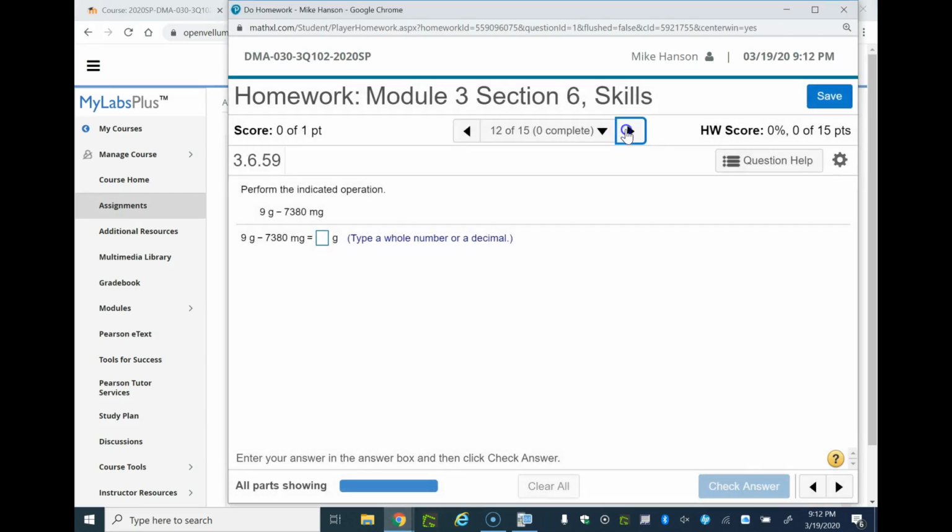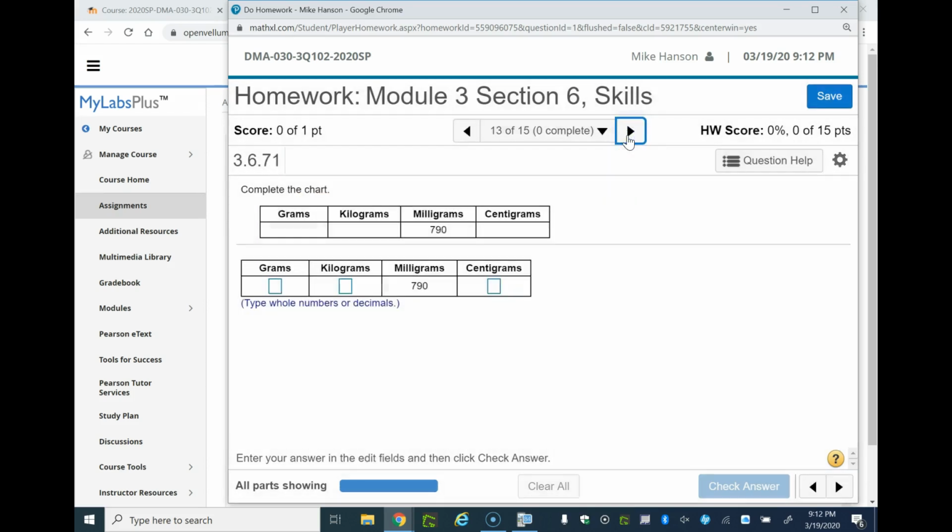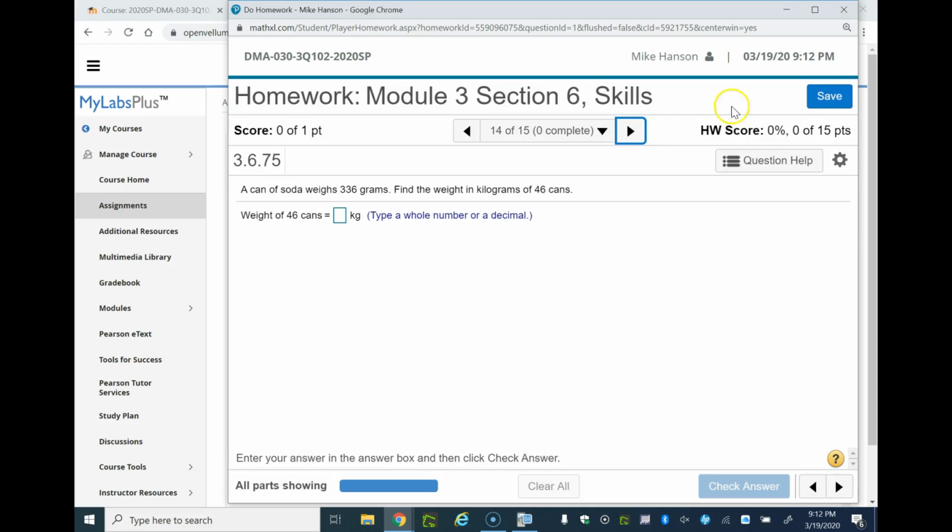So all these here are the same thing. Remember, watch out for this one. Don't subtract 2 different units. Because we're in grams, you might want to change this one to grams, and then you're allowed to subtract it. So that gets you through section 6.